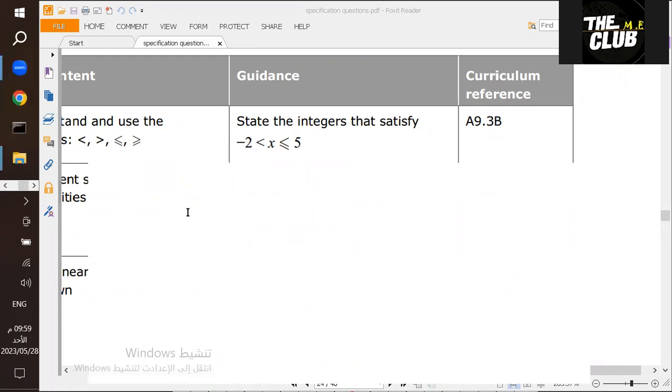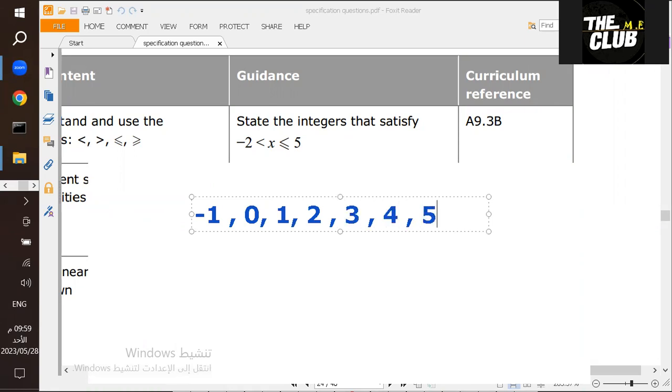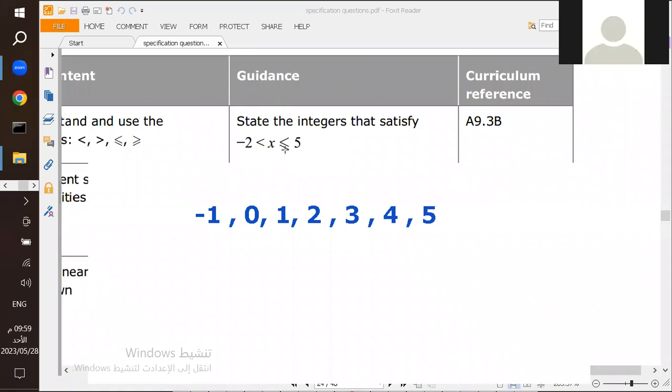We don't write -2; we write -1, then 0, then 1, and 2, then 3, then 4, and then 5. Now, why did I write 5 here? Because 5 is included in the inequality. Here it says smaller than or equal to 5. Here 5 is included.